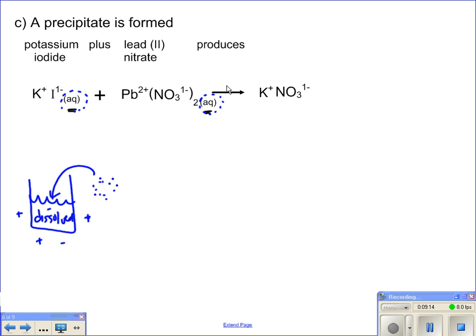Let's do the remaining pairing. So what do we have left? Well, we have the lead, and we're going to partner it up with the iodide over here.